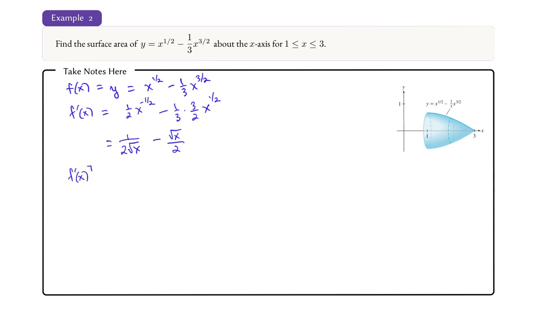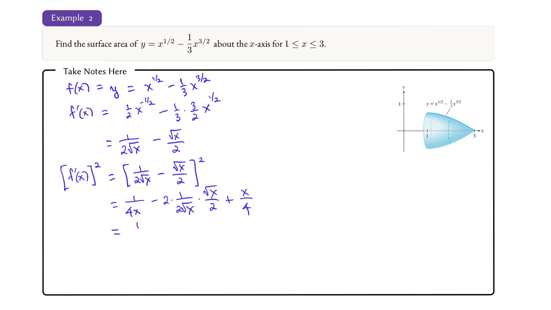Rewriting this as 1 over 2 the square root of x minus the square root of x over 2. F prime of x squared is the square of this binomial, 1 over 2 root x minus root x over 2. Multiplying this out, we have 1 over 4x minus 2 times 1 over 2 root x times root x over 2, plus x over 4. Simplifying this further, 1 over 4x minus 1/2 plus x over 4.